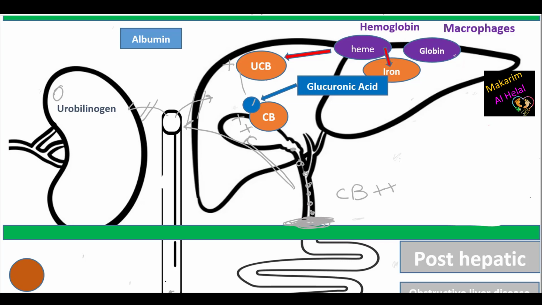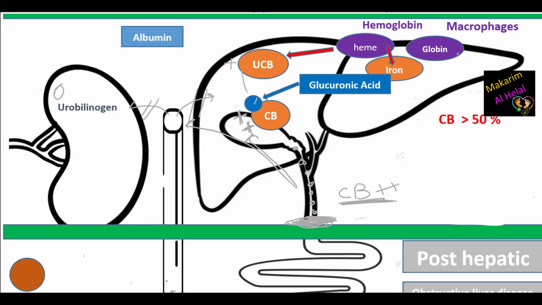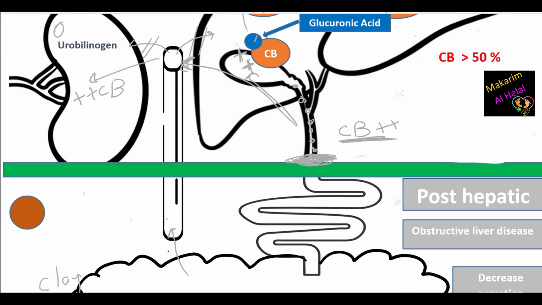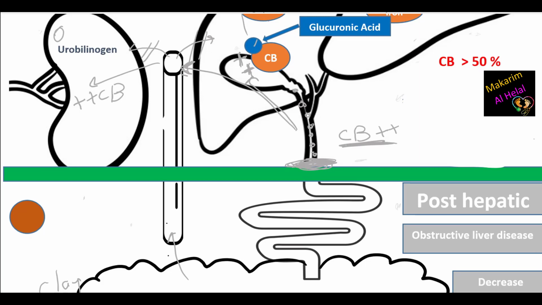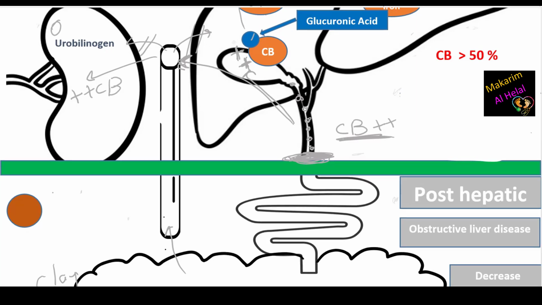Conjugated bilirubin in post-hepatic jaundice is more than 50%. Why? More than 50% because of accumulated conjugated bilirubin in the common bile duct and regurgitation of conjugated bilirubin to the liver hepatocytes and going back to the blood. Going back to the blood means it is filtered in the kidney. So here we can see the character of the urine for post-hepatic jaundice. There is no urobilinogen and there is conjugated bilirubin, and that gives a dark tea color to the urine.